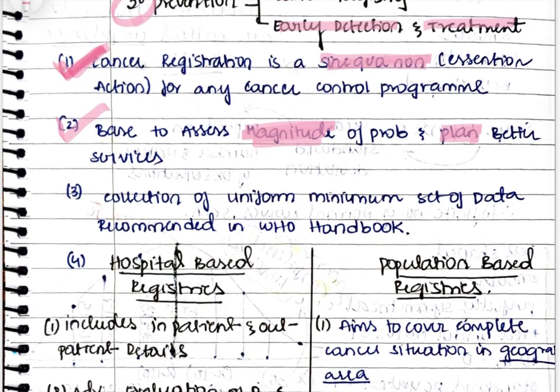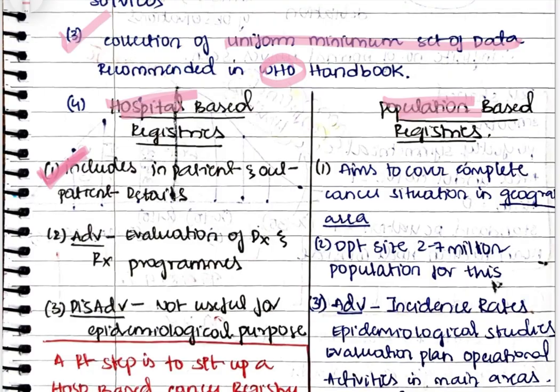Under cancer registration, there is a collection of a uniform minimum set of data which is recommended by the WHO handbook. So this WHO handbook has some set of questions which need to be asked under this cancer registration, right? Hospital-based registries include inpatient and outpatient details. Of course, in the hospital they will have details about inpatients and the patients leaving the hospital, right?